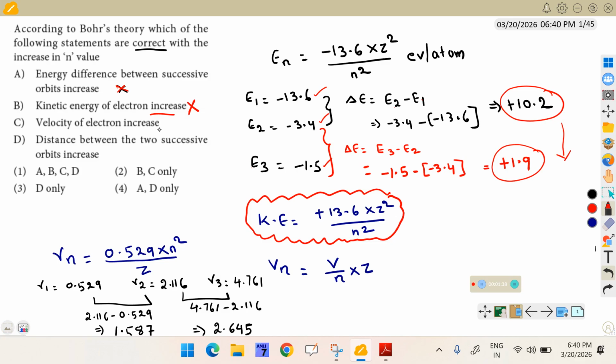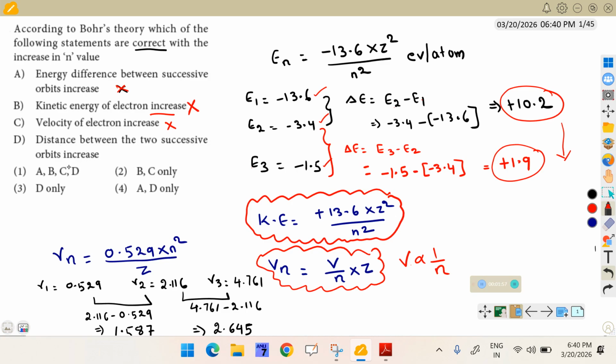Velocity of electron increases. Velocity of electron is calculated by using the formula Vn equals V by n into Z, velocity of nth orbit, where n represents orbit number. So this is also wrong. Why? Velocity is inversely proportional to orbit number.